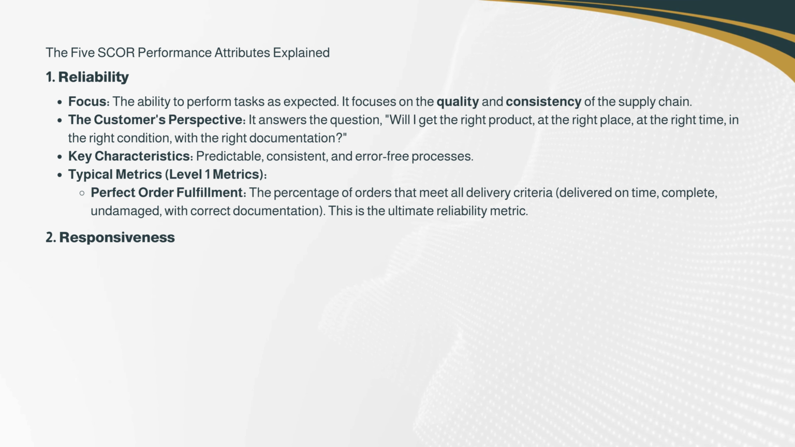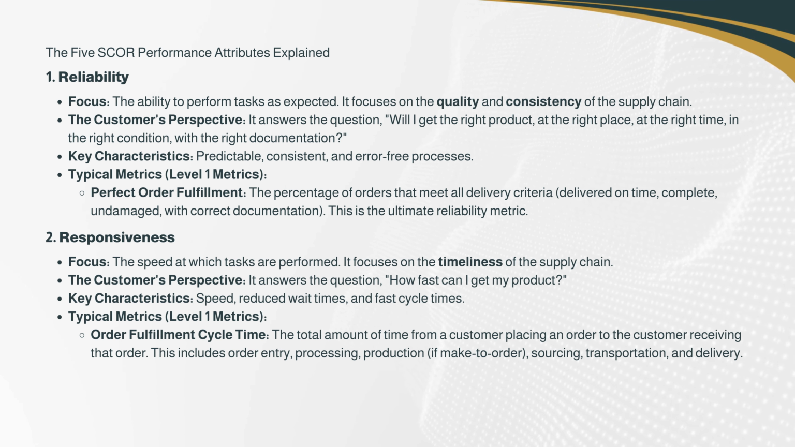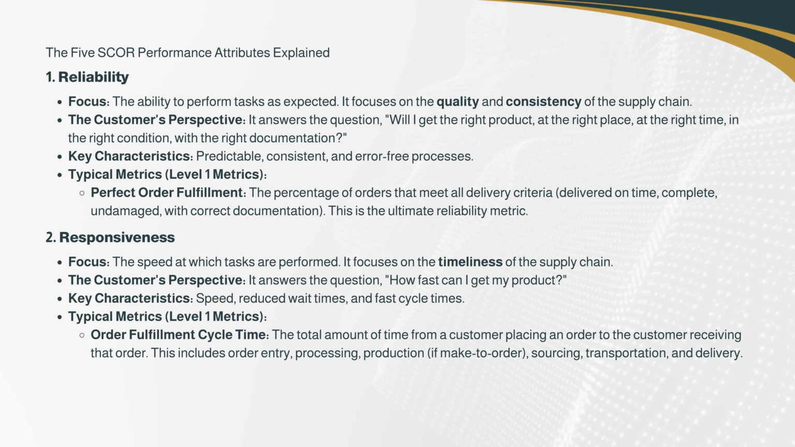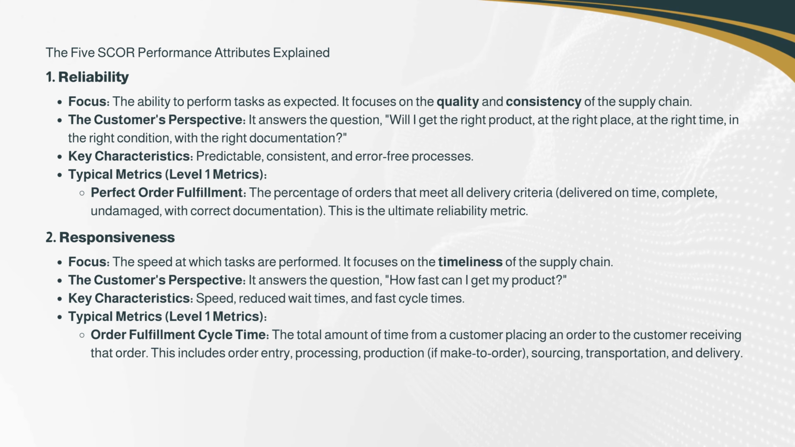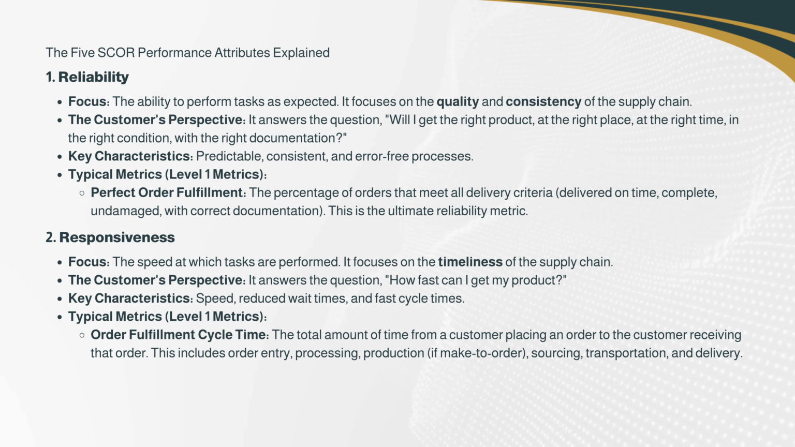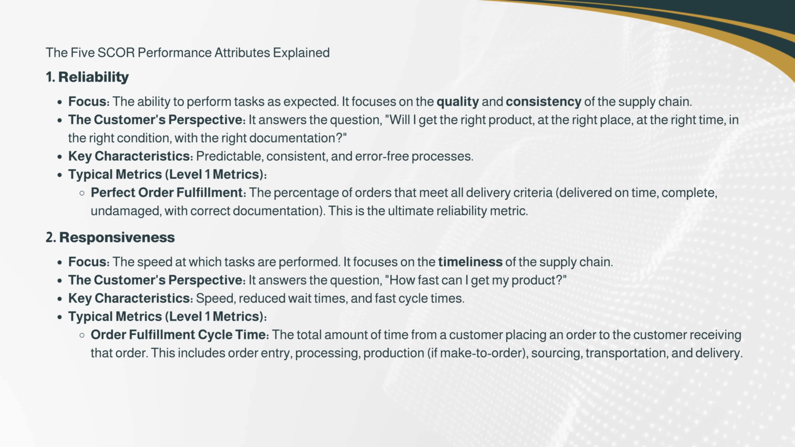2. Responsiveness, focus. The speed at which tasks are performed. It focuses on the timeliness of the supply chain. The customer's perspective. It answers the question, how fast can I get my product? Key characteristics: speed, reduced wait times, and fast cycle times.